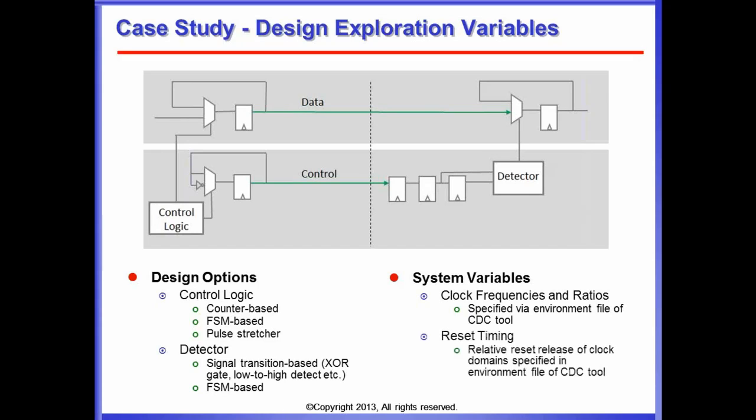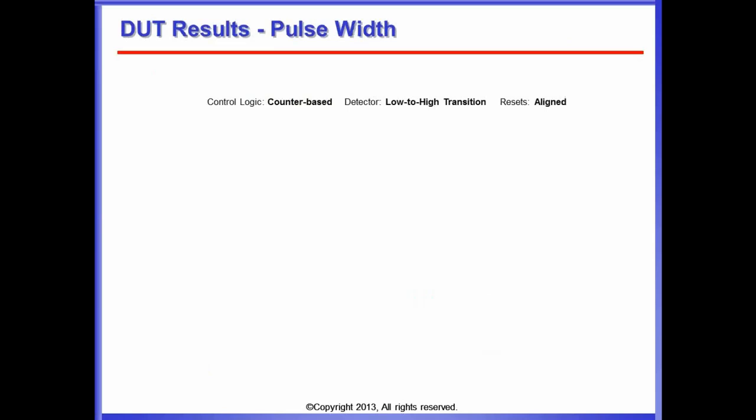Many people do not take the reset timing into account. When is the reset released, and to which clock is it synchronized? Are they all released at the same time or at different times? In many cases, there's a reset generator sequence, and you have to take that into account for the clock domain crossings as well, of course. Now what we did is we took this design you just saw, used a counter-based approach for the control logic, for the detector this low to high transition with an XOR, and the resets in that case are aligned, are ideal.